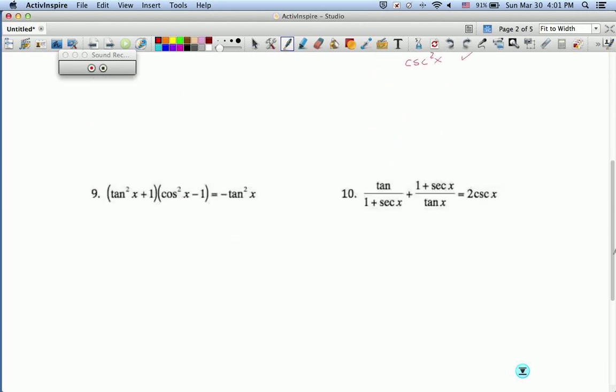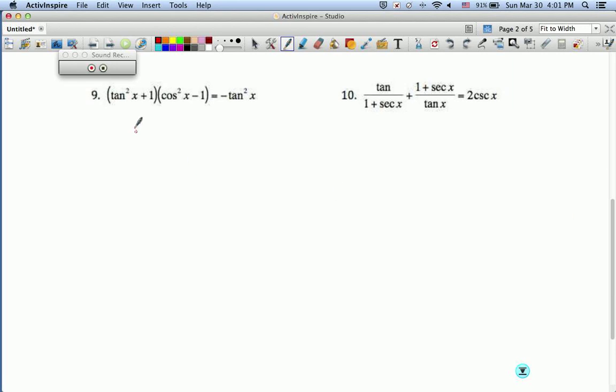Scroll down to a couple more identities. Tangent squared plus 1 is secant squared. See, I can use this now because I'm not proving that particular identity. Cosine squared minus 1, you have to be careful. 1 minus cosine squared is sine squared, so cosine squared minus 1 is negative sine squared. And that would be 1 over cosine squared times negative sine squared. Well, this is equal to negative tangent squared, so we end up with negative sine squared over cosine squared, which is negative tangent squared. Check!